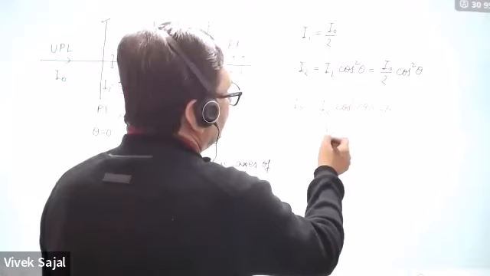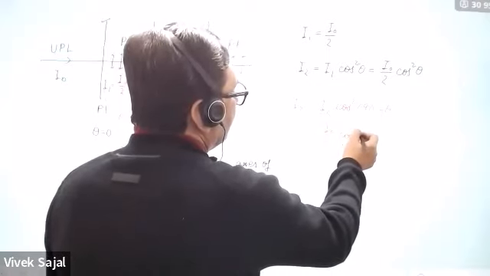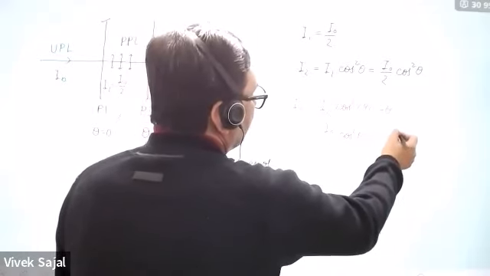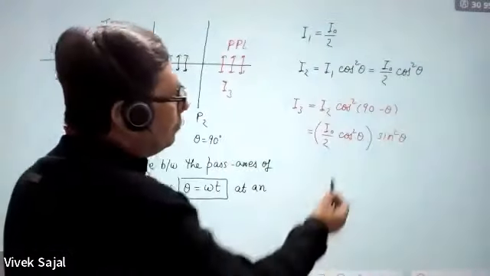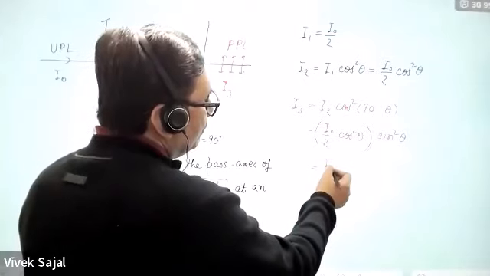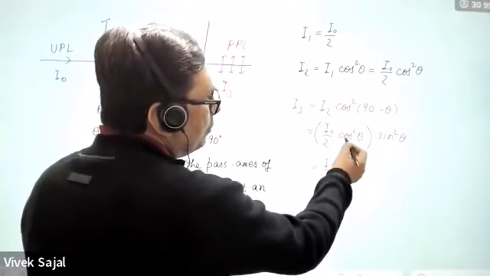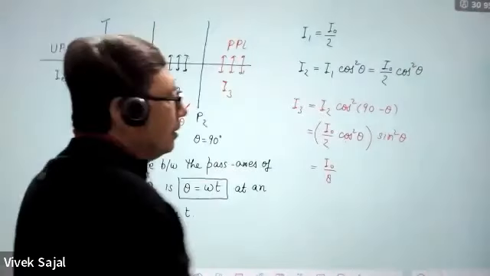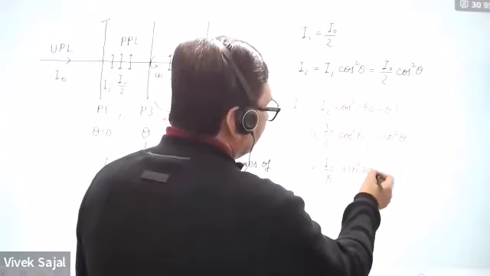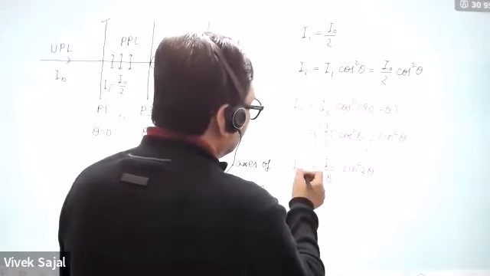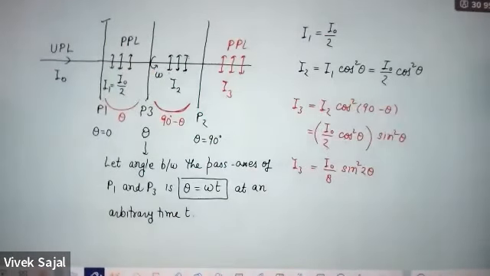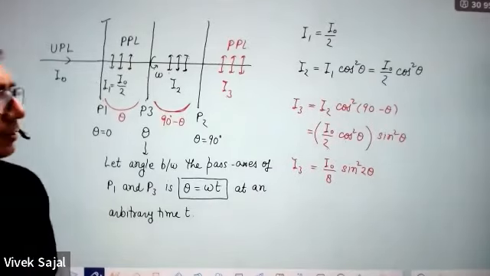So I naught by 2 cos square theta is here, and this is sin square theta. If you multiply this by 4 here and 4 here, so if I make it I naught by 8, then this will be 2 cos theta sin theta whole square. So this will be sin square 2 theta. So this will be I3. If you look at the options, this type of option is not there.